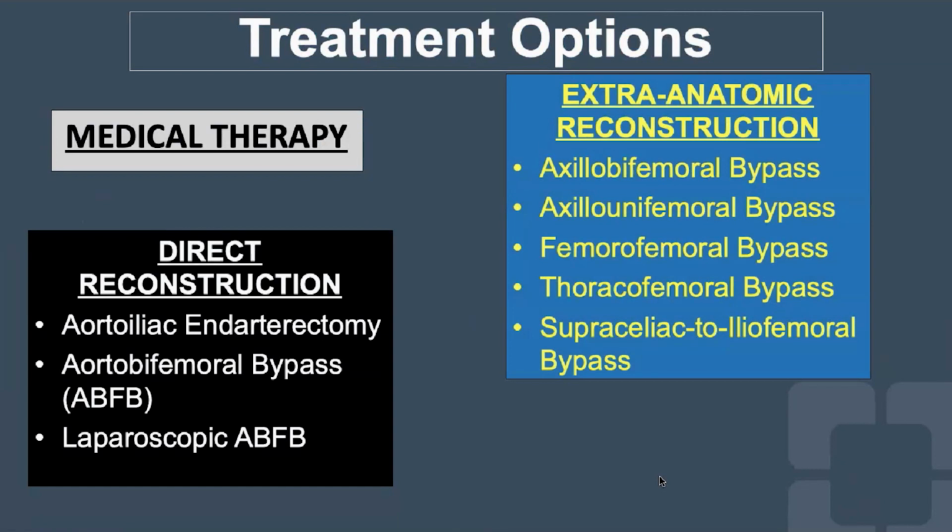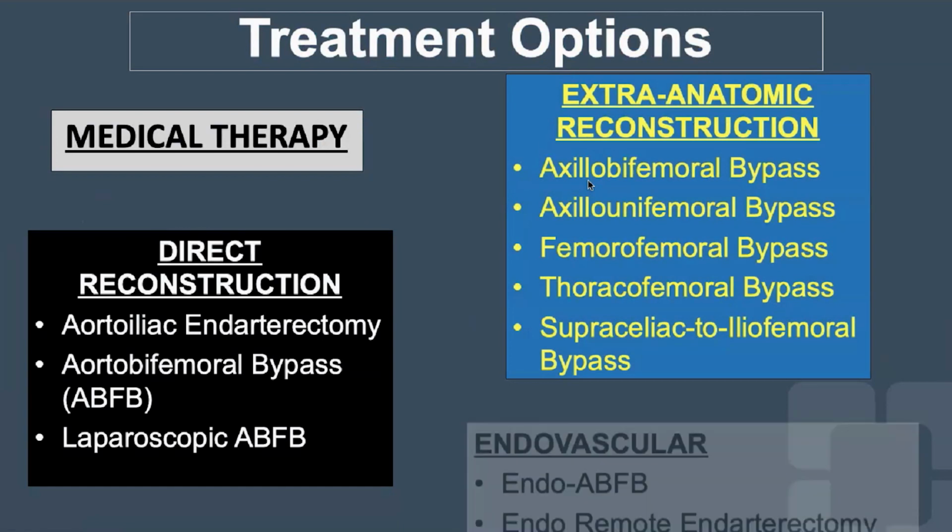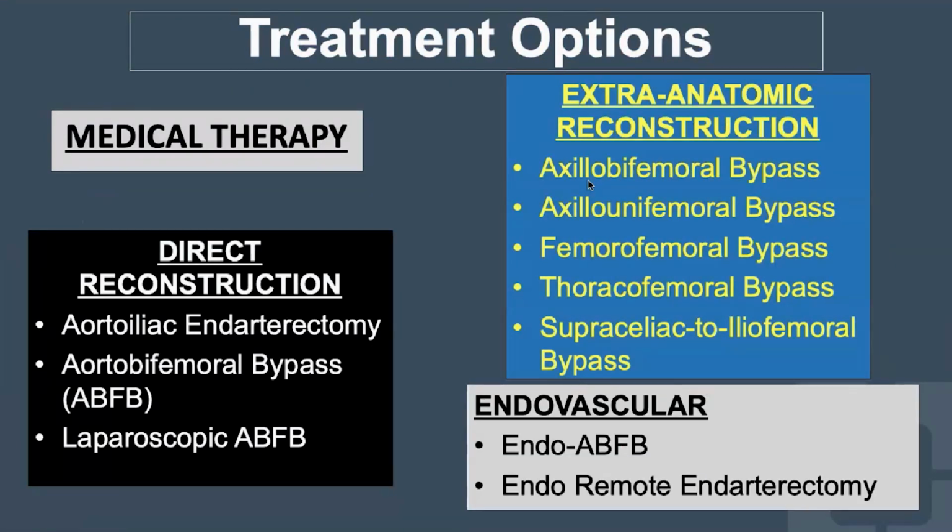Extra-anatomic reconstruction is important for surgeons to understand in patients who may have infectious processes and need extra-anatomic tissue. We can come from the axilla for axillobifemoral bypass, axillounifemoral bypass. Femoral-femoral bypass is going across the pelvis. Thoracofemoral, with opening the chest and bringing our bypass from the aorta in the chest, the thoracic aorta. And then endovascular. So now we've improved so much with endovascular that we can perform an endovascular aortobifemoral bypass without opening people's belly. And then endo-remote endarterectomy.